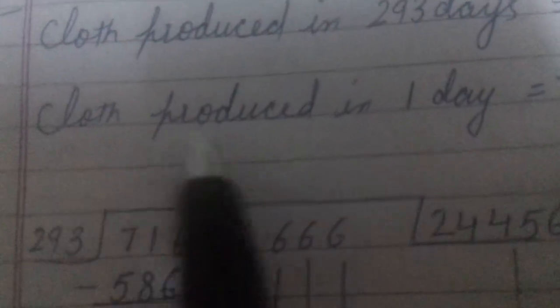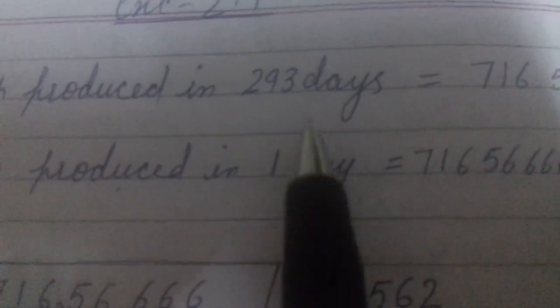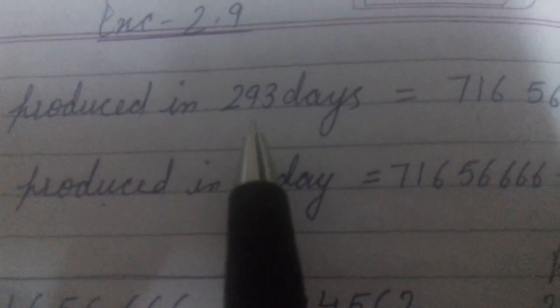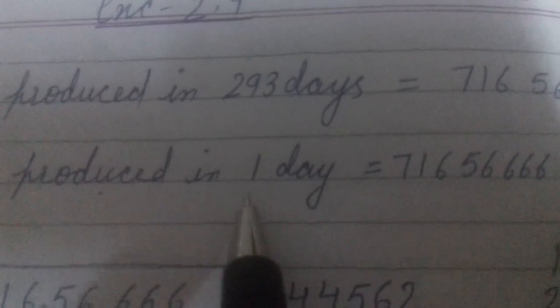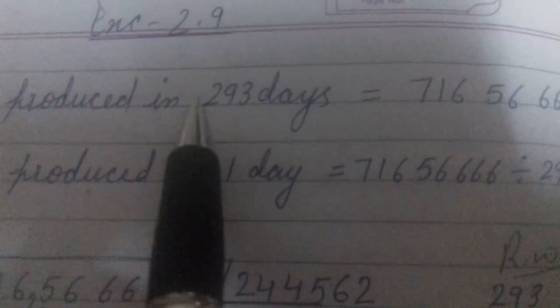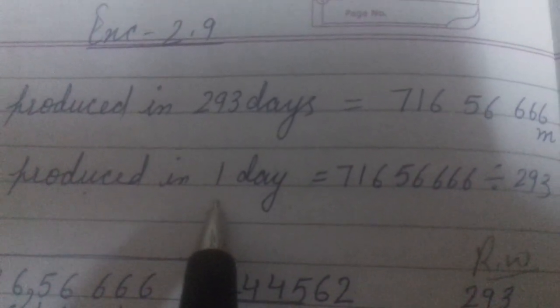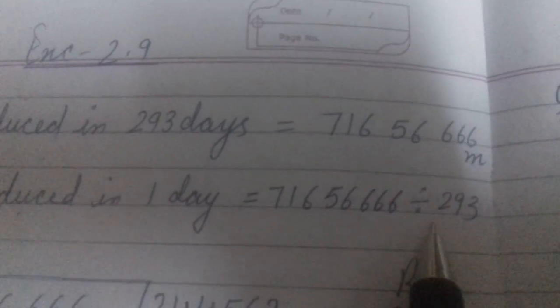Now, you are asked to find out the cloth produced in one day. Children, if you know the rate of many things and you are asked to find out of one day or one thing, in that case you have to divide. So it is clear, 293 days are given and you are asked to find out for day 1. That means you have to divide it.